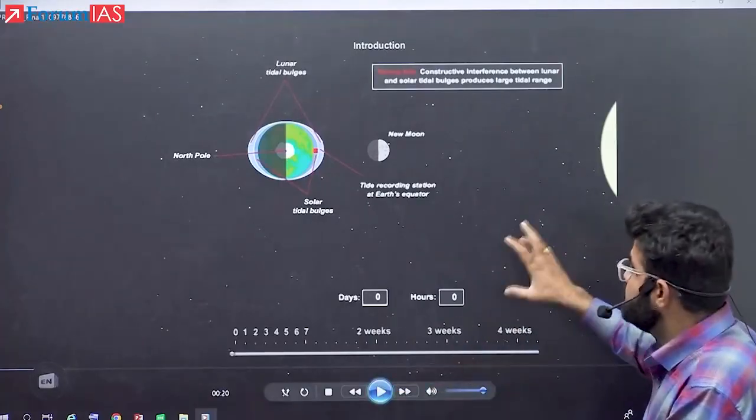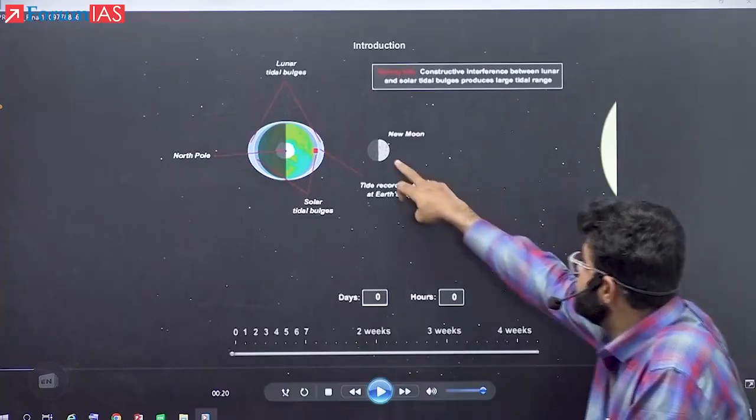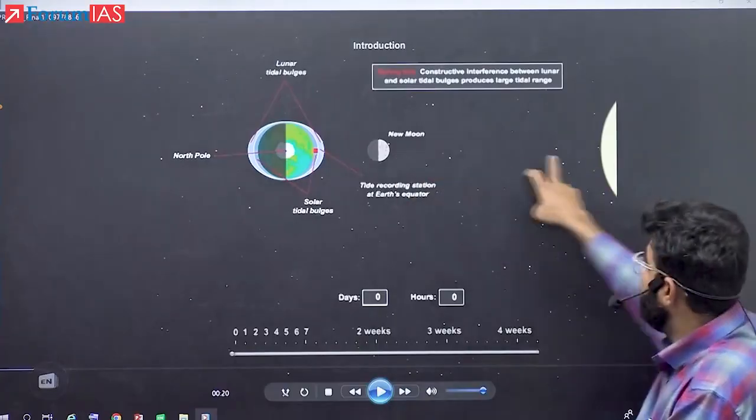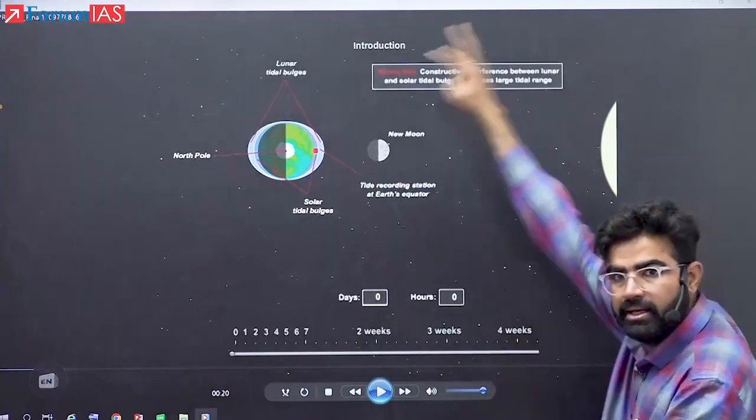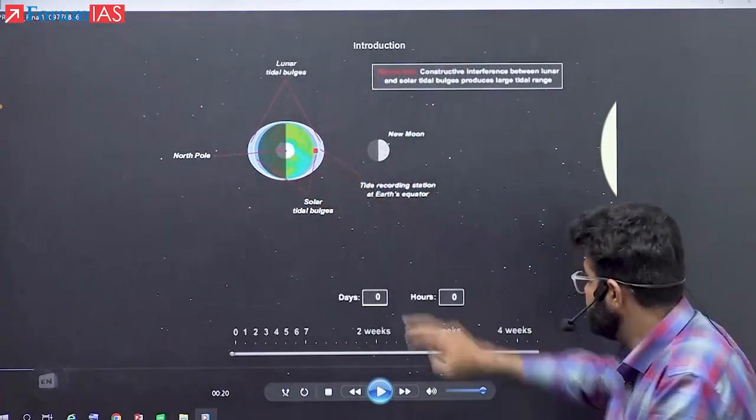What is the objective of this diagram? See here, this is the new moon here, when the sun and moon are both on the same side. This is new moon. In our diagram, I created that side. Right? So remember that one.